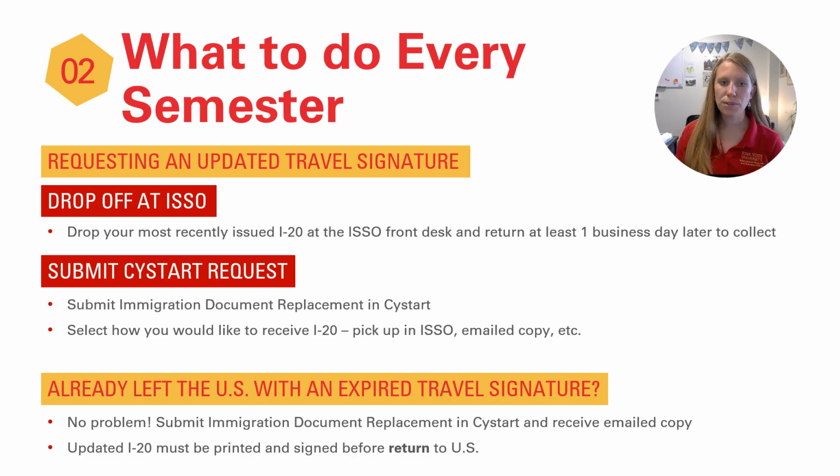This does not apply to new students checking in with ISSO for the first time. After you complete the electronic check-in, you will automatically be issued an updated I-20 with travel signature included. However, if you will be traveling 1 year from now or more, then you may need to request an updated travel signature. When you travel in the future, you might realize that you need an updated travel signature after you have already left the U.S. This is not a problem. You do not need a travel signature to leave the country. You will just need to submit the immigration document replacement e-form in SciStart and have an electronic copy emailed to you. You must then print that I-20 and sign it before you return to the U.S.